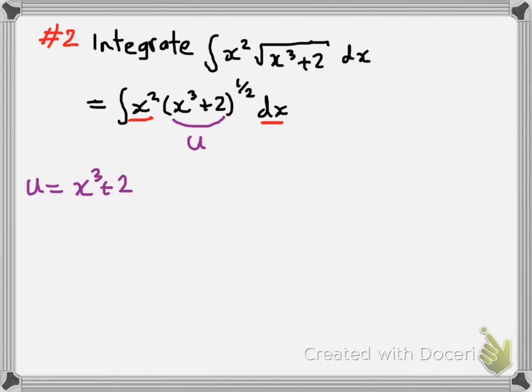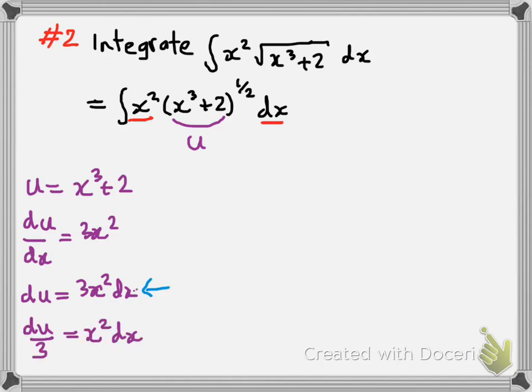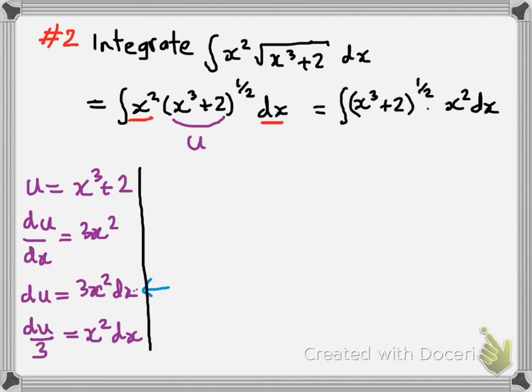So if we let u be x cubed plus 2, we can take the derivative of u, that will be 3x squared plus 0, that's just 3x squared. And so du is 3x squared dx. But you see what you have in there is x squared dx, not 3x squared dx. So what we have to do is manipulate this a little bit. We are going to divide both sides here by 3. Okay, so that would give us du over 3, which will equal x squared dx. That's exactly what we have in there right now. So now we can make that substitution.